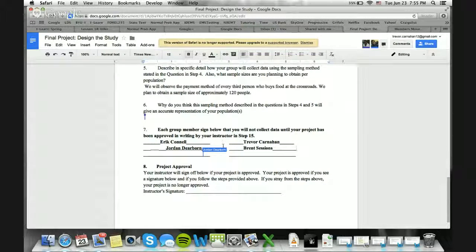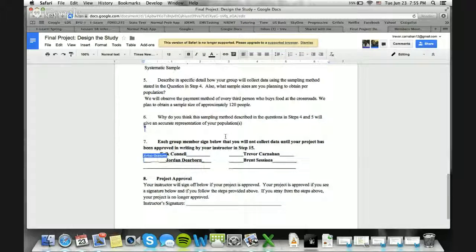Okay, so what about question 6? Why do you think that our methods will give an accurate representation of the population? Well, 360 people would come through the line, so we'll have a large sample size that we pull from. It adds an element of randomness because it's a systematic sample.